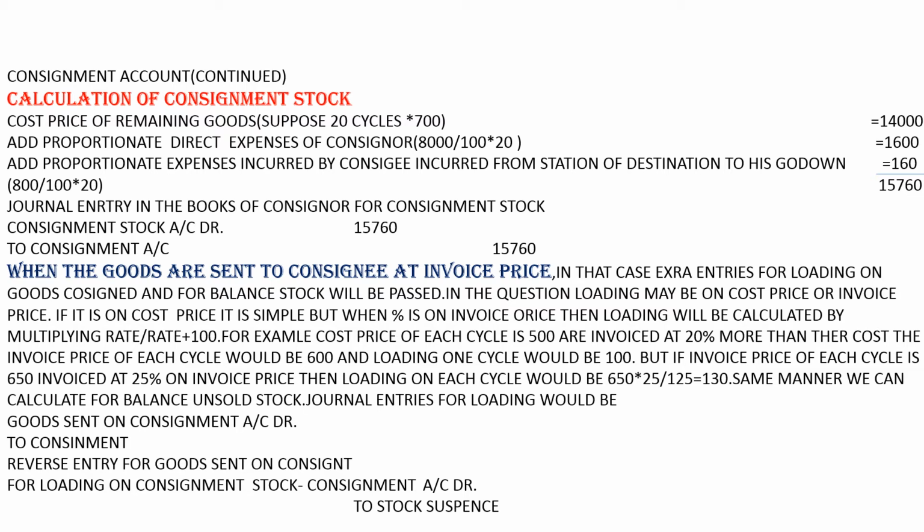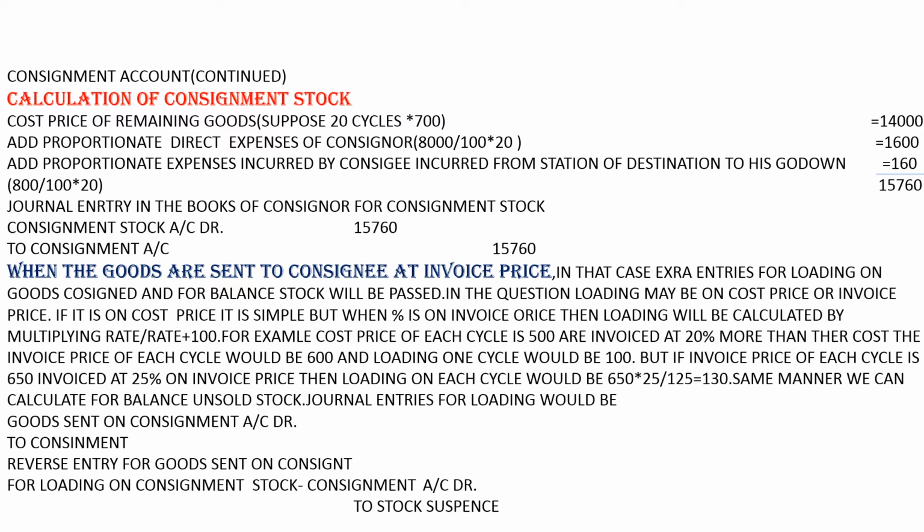Suppose out of 100 cycles, 20 cycles are left and 80 cycles have been sold. The cost price of 20 cycles, each cycle we have consigned to him at rupees 700 per cycle, so the cost price of the 20 cycles would be 14,000.